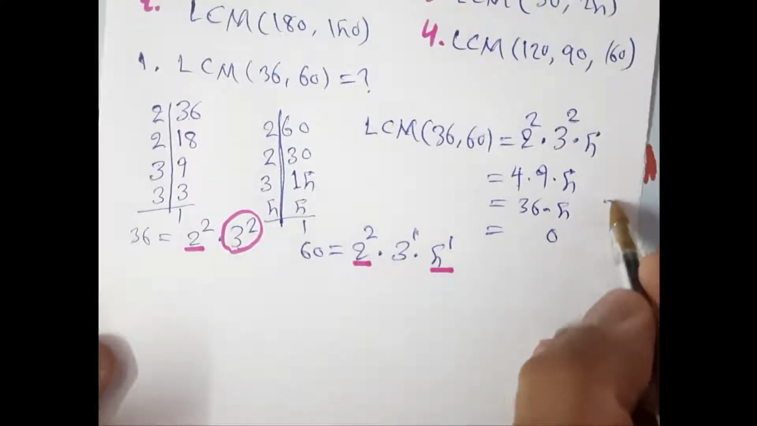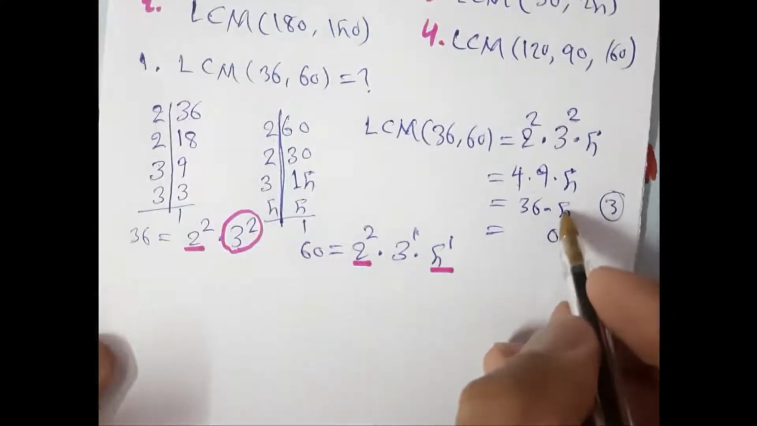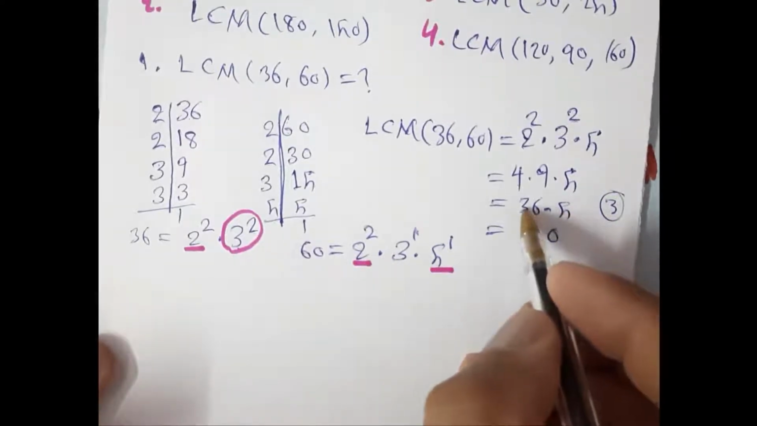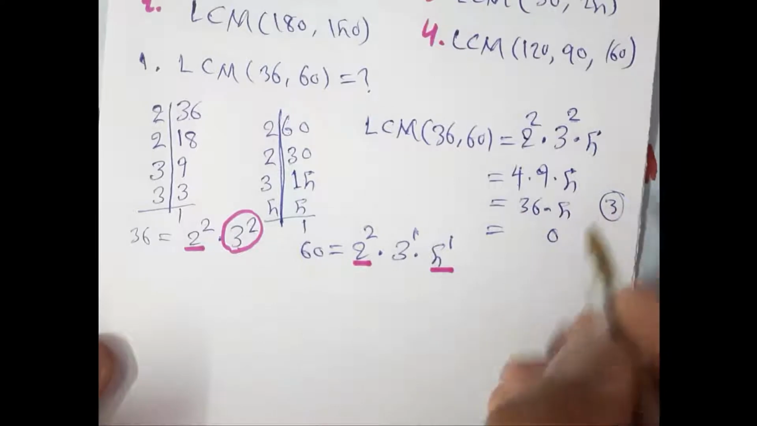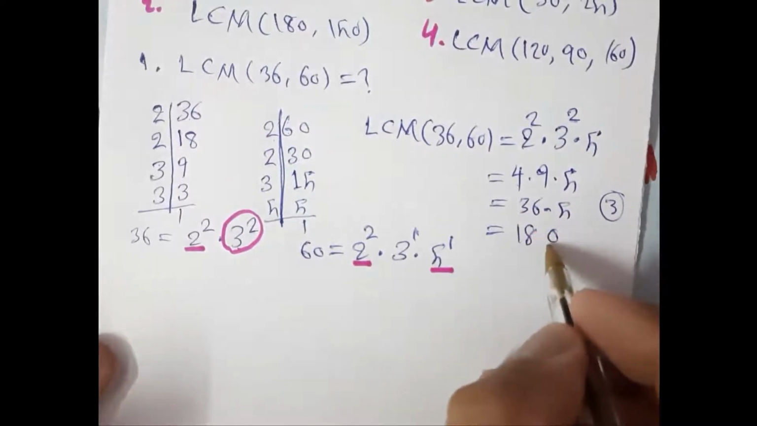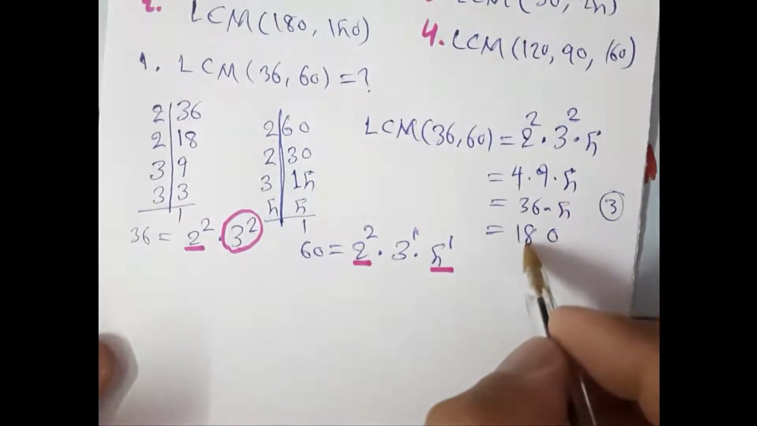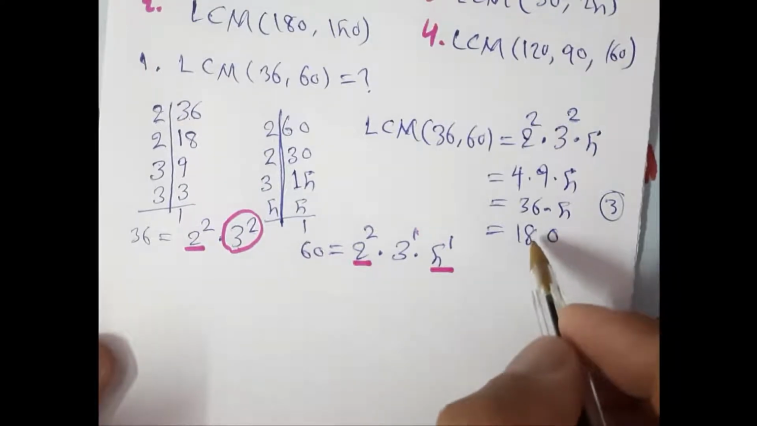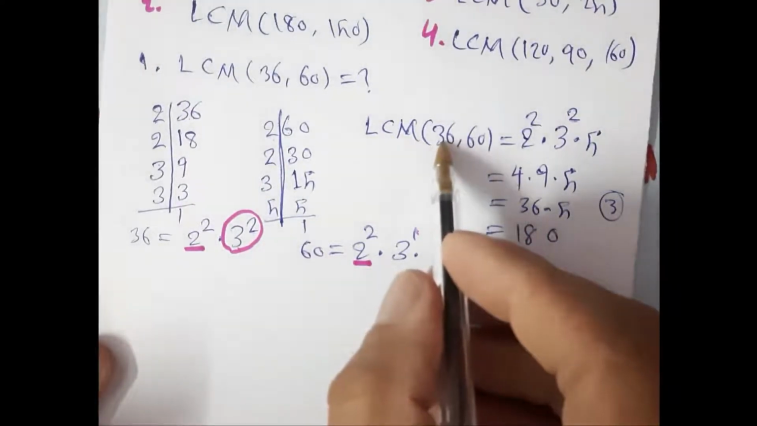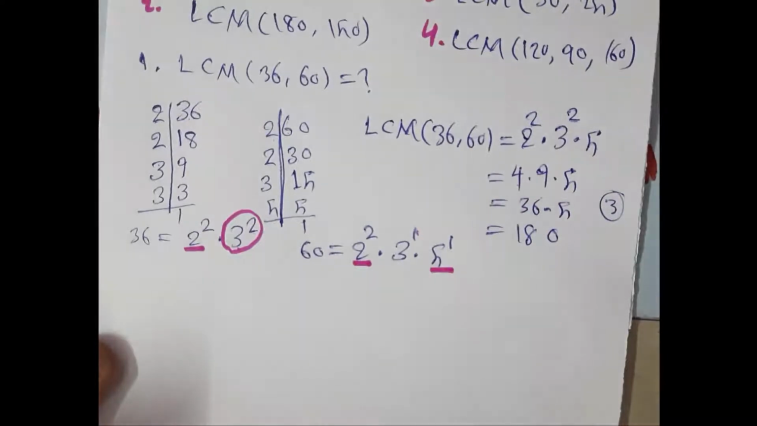5 multiplied by 6 is 30, we have 3, 5 multiplied by 3 is 15, 15 plus 3 is 18. So 180 is the least common multiple of 36 and 60.